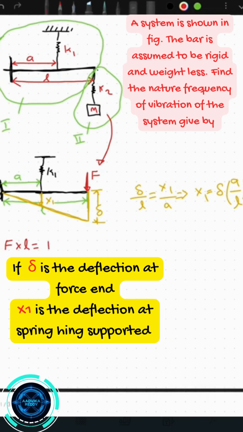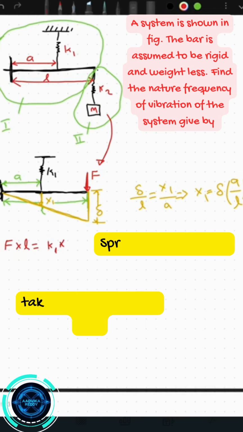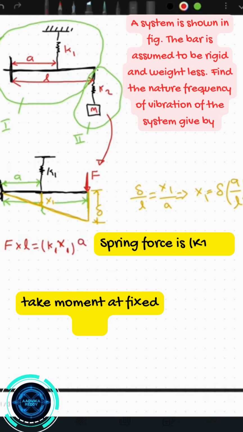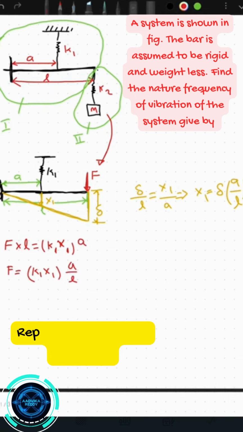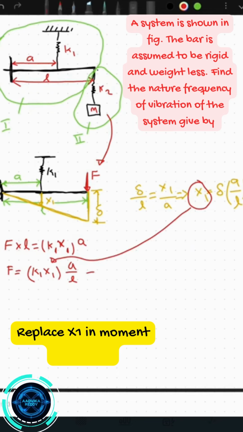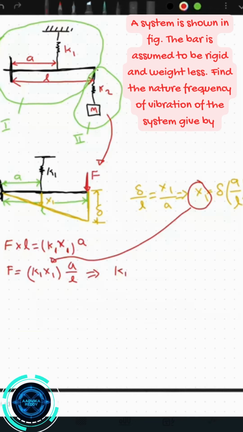Applying the equilibrium method, taking moment at the fixed end, force into length L equals spring force into distance A. Spring force is equal to K1 into X1. Replace X1 with delta terms, so X1 equals delta into A divided by L.